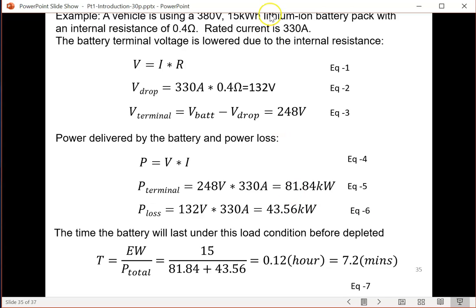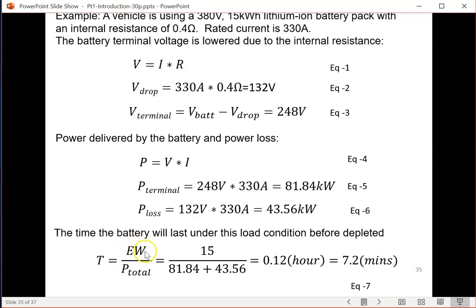Okay. Now we know the energy capacity, the energy, the work, equals power times T. Therefore, if you draw the current of 330 out of this battery, we can actually work out how long this battery will last before the energy is completely depleted or used up. So the total is 15 kilowatt hours.